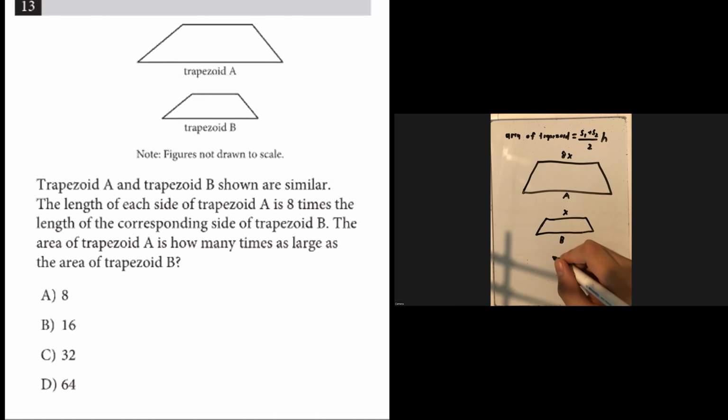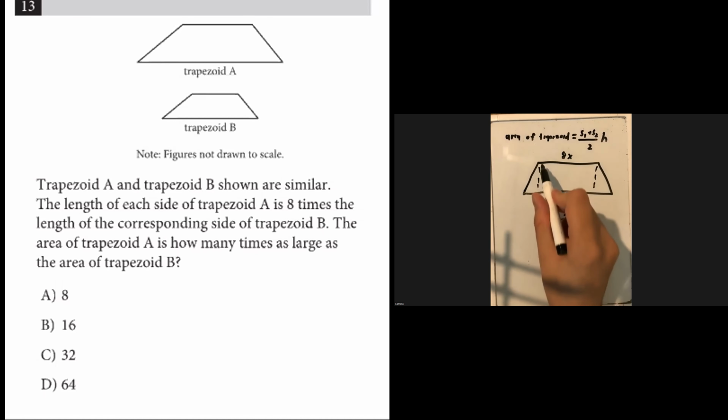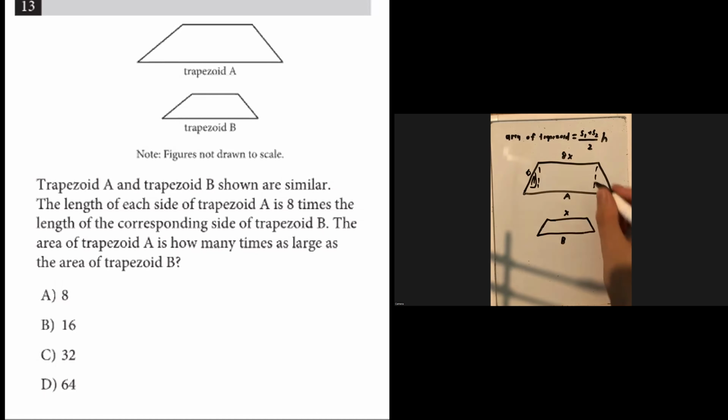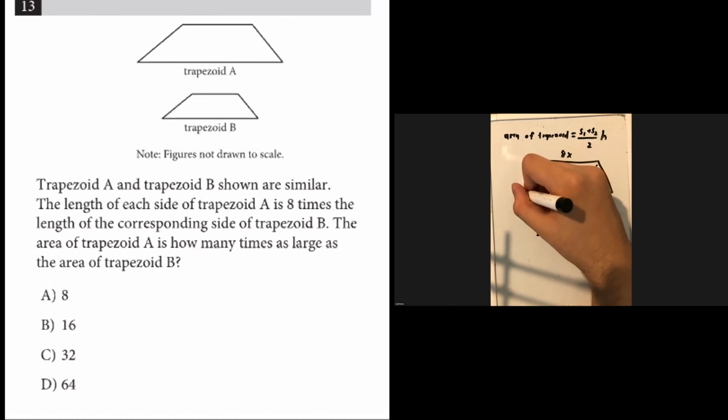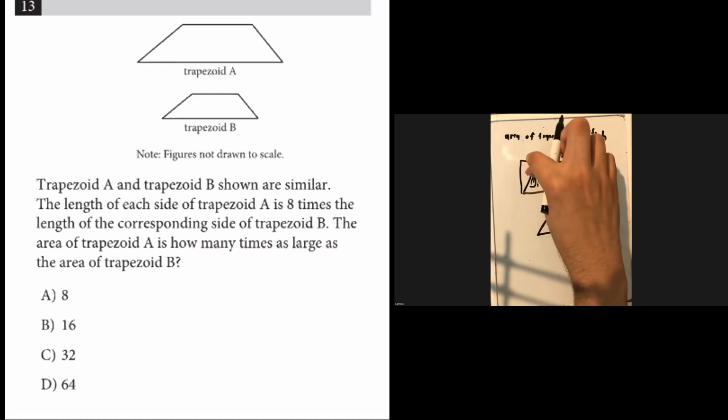So what I did was I converted this into a rectangular prism. Because as you can see, this triangle is the same as this triangle. And so if you just take this part and you flip it and you put it here, you get a rectangular prism.